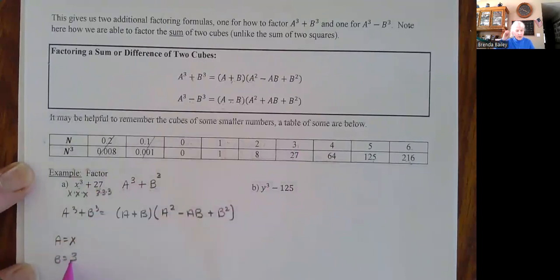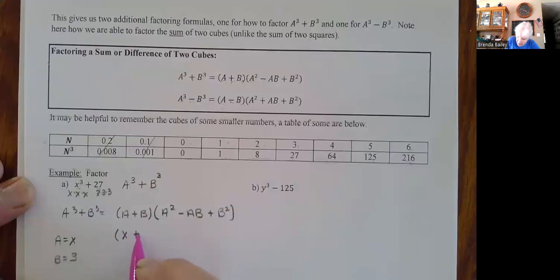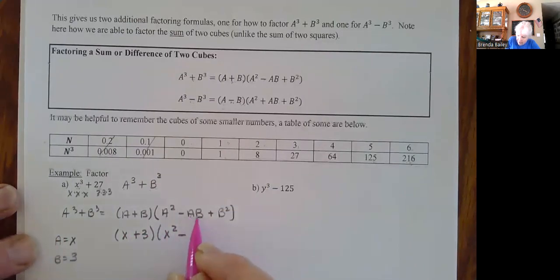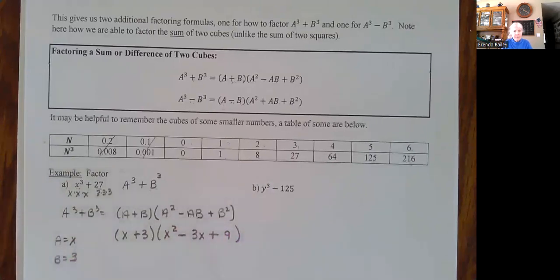And that's pretty much the hardest part. Now you fill it in. So you'll go x plus 3. Then you square the x. You multiply the a and the b together. And then you square the b. And we're done. That's all you have to do.